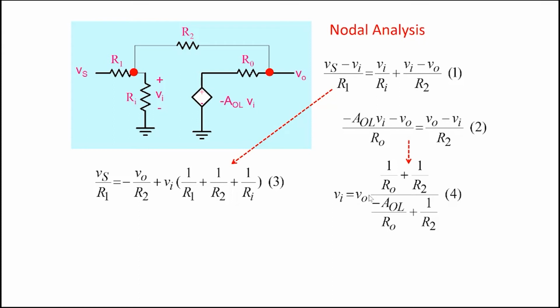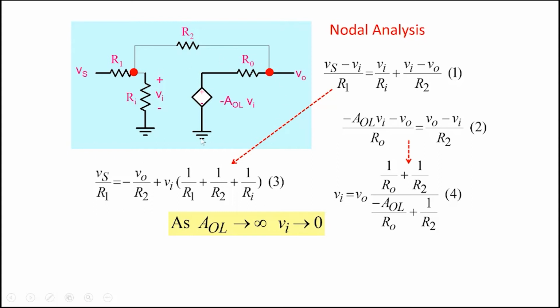Now that's where we will make our assumption here. We'll assume that our op-amp has very high gain. So A0L, the open loop gain, tends to infinity. And if open loop gain tends to infinity, the denominator tends to infinity, and therefore Vi will tend to 0.